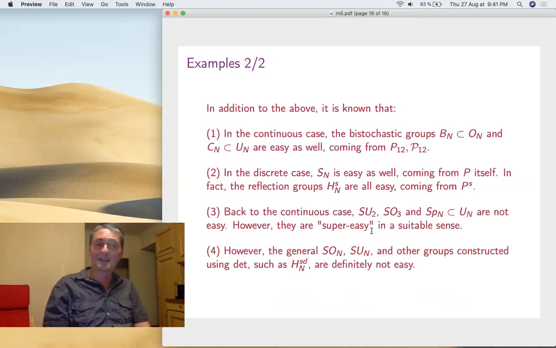Now we'll see next time applications of this. Regarding other groups, the symmetric ones are also easy. You can prove that. SN is easy as well, coming from all partitions. The reflection groups are all easy. Also SO2, SO3, SPN are sort of half-easy in some sense. However, things defined using the determinant are not easy. So that's the situation. We'll see more of this application next time. So see you soon.